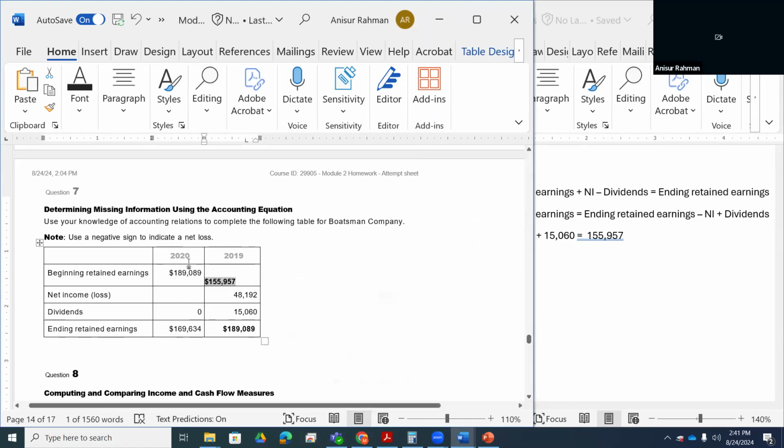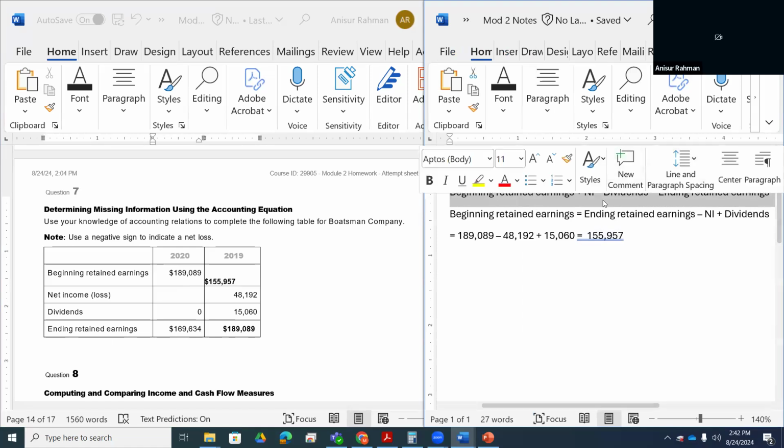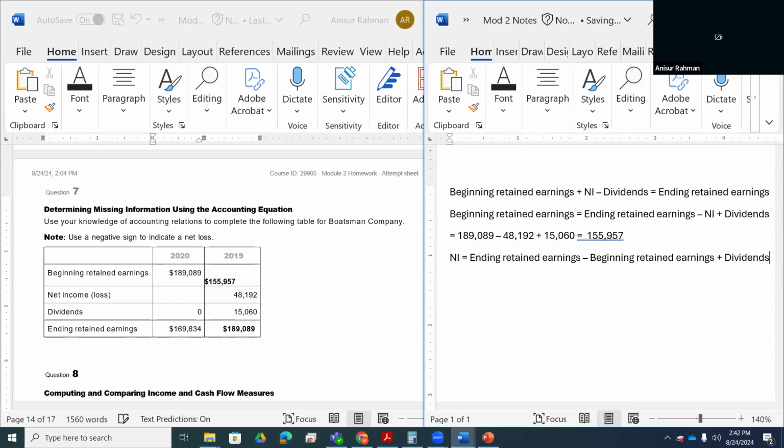Now in 2020, we don't know net income. We have to find out net income. So we can use the same equation. Now we'll keep net income on the left-hand side. So our net income is equal to ending retained earnings minus beginning retained earnings plus dividends.